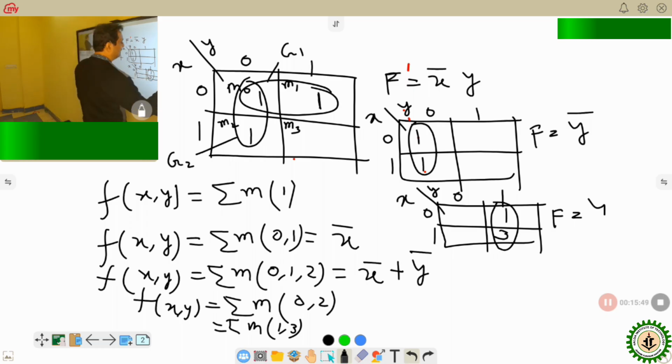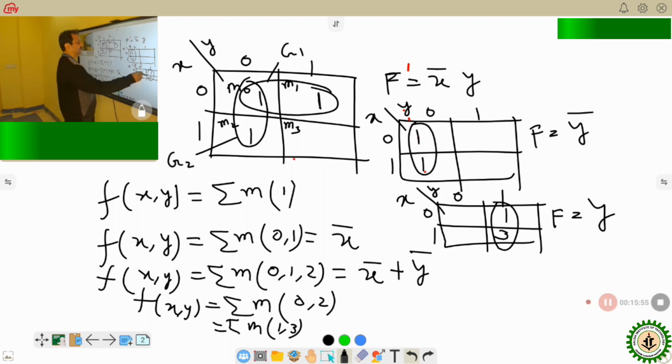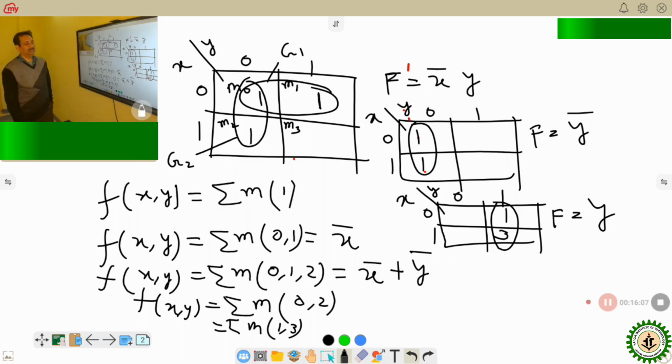y. Why is it y? Because x already changed from 0 to 1, but y is unchanged. And what is the value of y? y is equal to 1. So that is why the output is equal to y. And this is the most simplified form of the Boolean function. So that is why the K-map is more applicable for 2 variable, 3 variable as well as 4 variable.